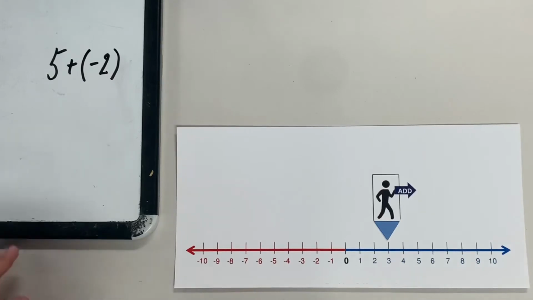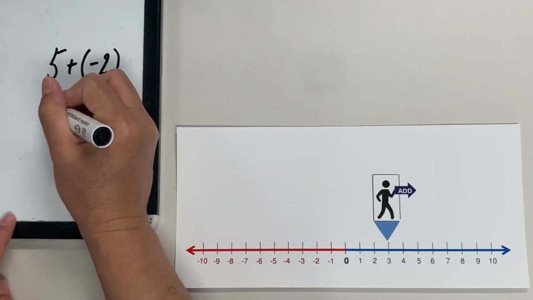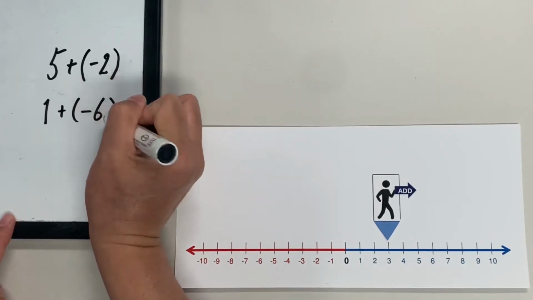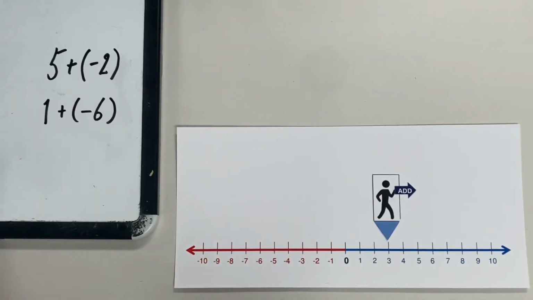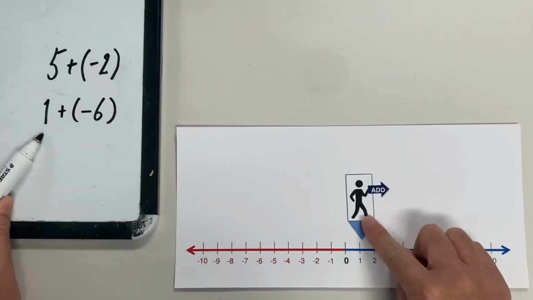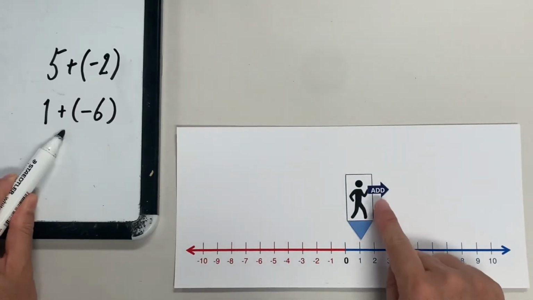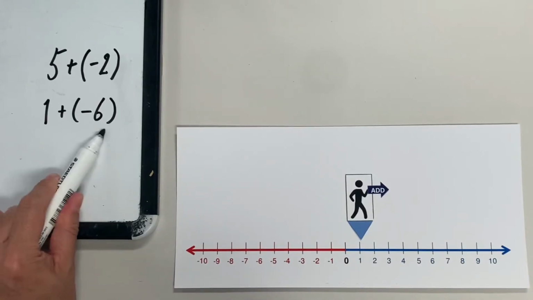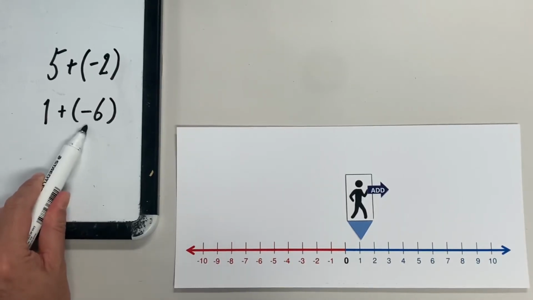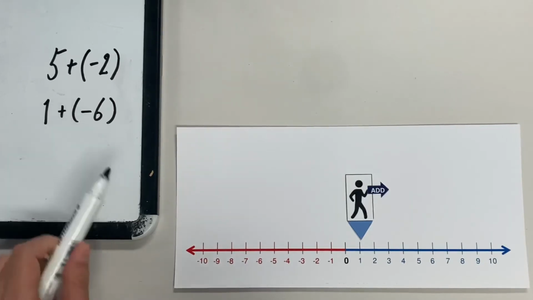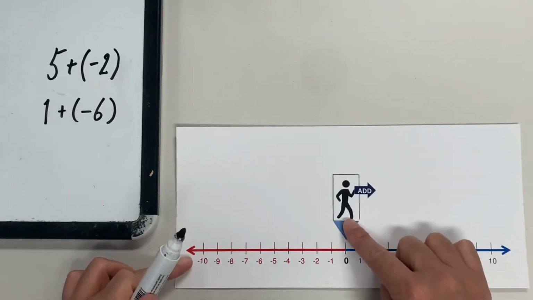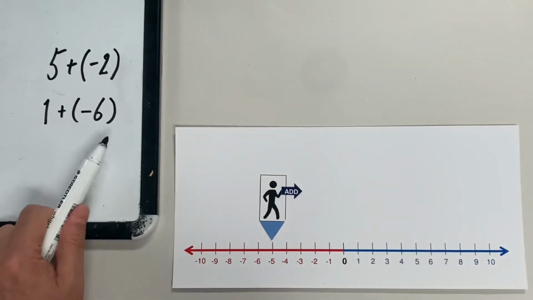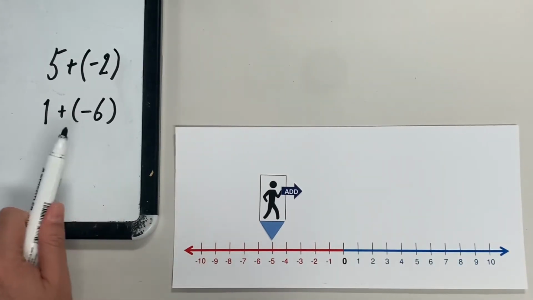Let's try another one. How about we start from 1 and add negative 6. We're starting from 1. Are we adding or subtracting? We're adding. 6. Are we going forward or backwards? We're going backwards because it's minus 6 or negative 6. 1, 2, 3, 4, 5, 6. Answer should be minus 5.